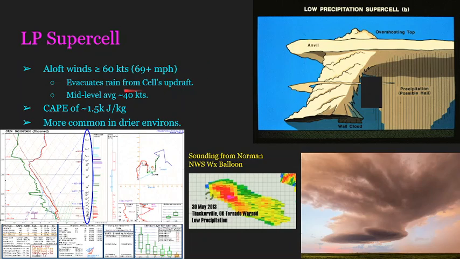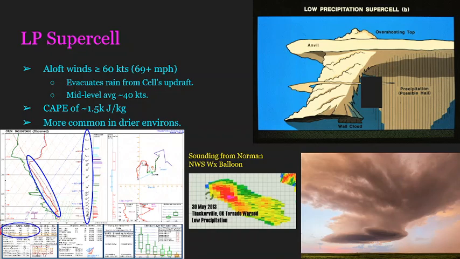And these mid levels are going to be around 40 knots, possibly even 50. So just around your classic, but again, with these high winds of 60, you're not going to have a good chance of having rain with these. I mean, these are called low precip cells. What do you expect? These are going to have CAPE of around 1,500 joules per kilogram.